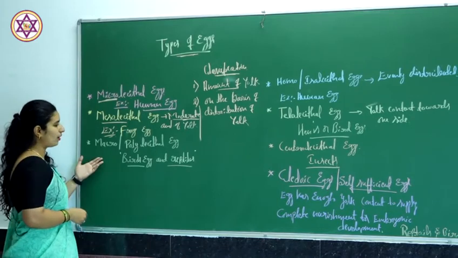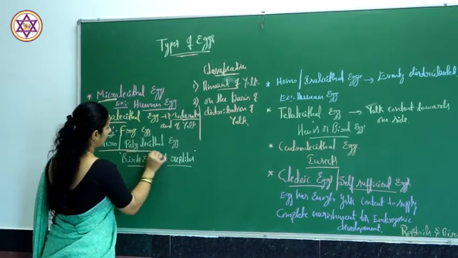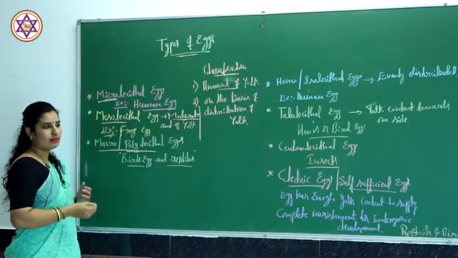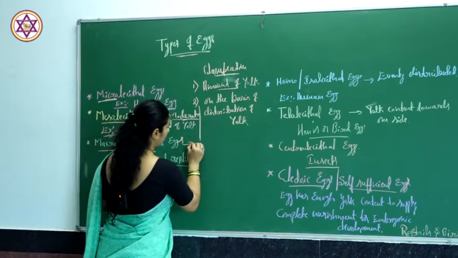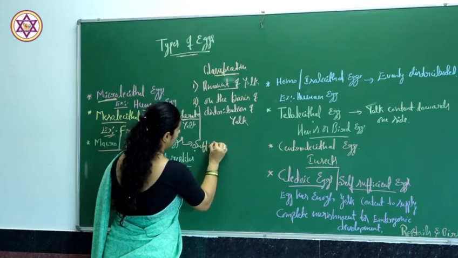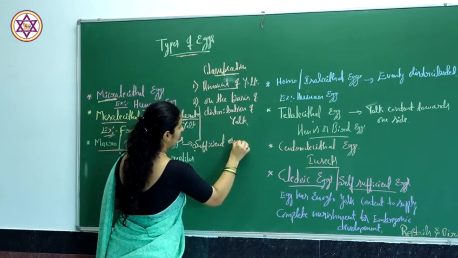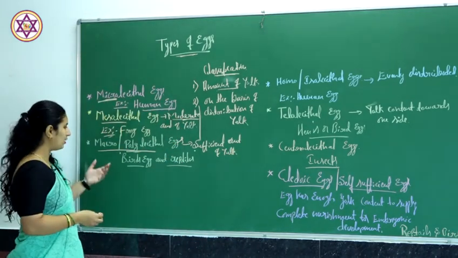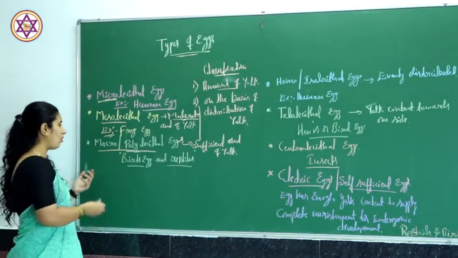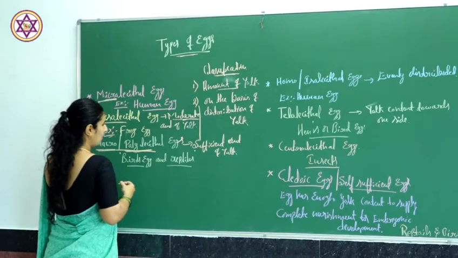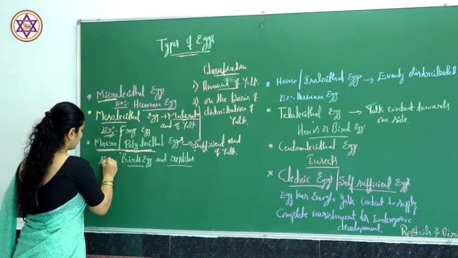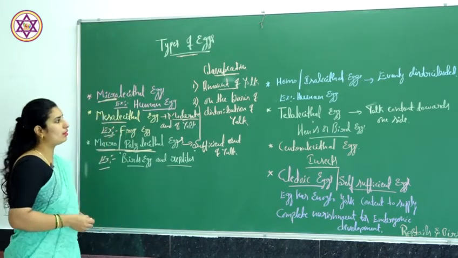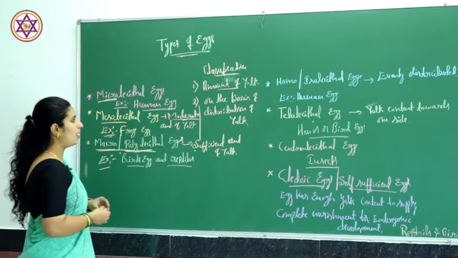Then the last one is macrolecithal, or we can also call it polylecithal eggs. Here macro means the egg contains a sufficient amount of yolk. If the egg contains a sufficient amount of yolk, then it is called macrolecithal or polylecithal eggs. Examples for this type of egg are birds' eggs and reptiles' eggs. So this is based on the amount of yolk.